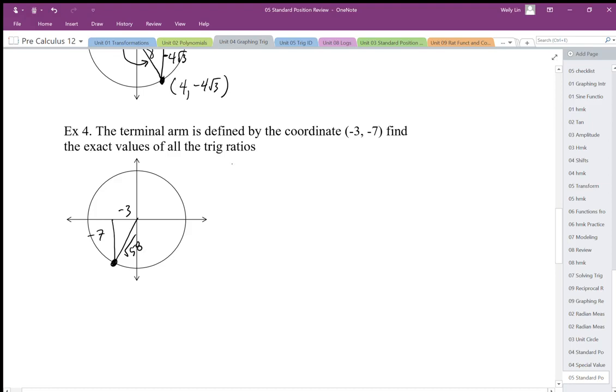So if I want the sine, cos, and tan ratios of that angle, okay, it can just go straight off the diagram. Sine is y, cos is x, tan is slope. So my slope here is going to be down 7 across 3, so it's going to be positive 7 over 3 is my slope.